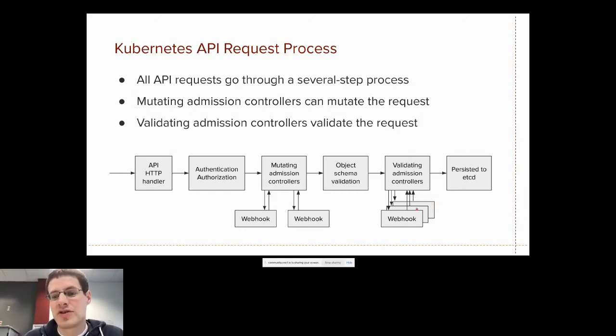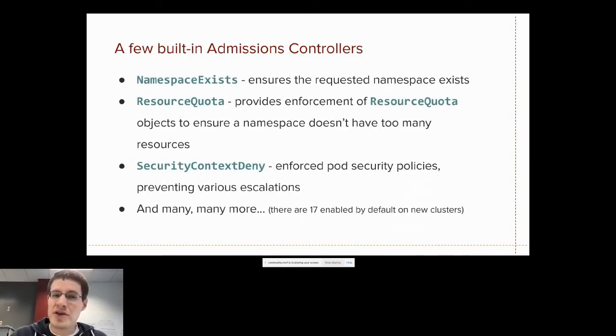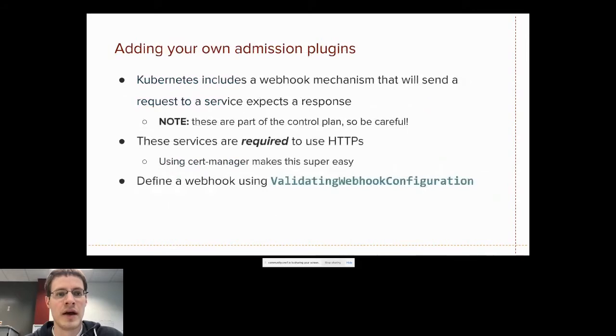Okay, if all the admission controllers say, yep, this thing's good to go, then it gets persisted to etcd or whatever backing store your cluster might be using. Now, these admission controllers are actually how Kubernetes does its own validating of things. The namespace exists controller is one that's built in and ensures that if I try to define a pod in a namespace that doesn't exist, this controller says you're not allowed to do that, and it stops the request. And there are lots of other ones. In fact, as the bottom of the slide says, there are 17 enabled by default on new clusters, and that's constantly growing and changing as new capabilities and new features are added to Kubernetes itself.